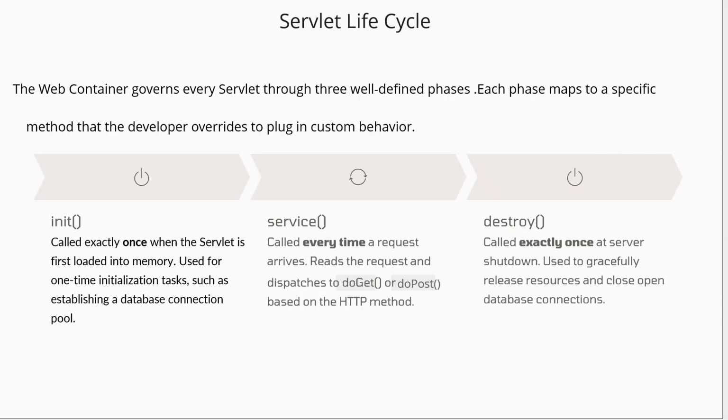This slide shows that the servlet lifecycle has three main phases: init, service, and destroy. The init is called once when the servlet is loaded, mainly for setup tasks like initializing resources. Service is called for every request, where the servlet processes client requests like doGet or doPost. Destroy is called once when the servlet is removed or the server shuts down to release resources. Overall, the web container controls the entire lifecycle automatically.